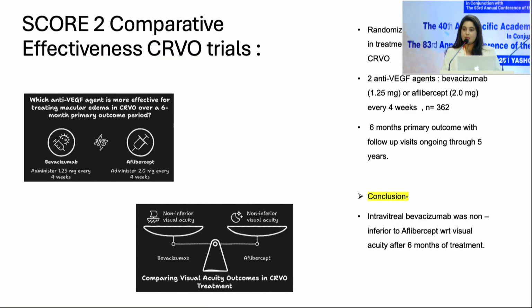Then there was one more study, which is the SCORE2 study. Now they compared the effectiveness between 2 anti-VEGF agents, bevacizumab 1.25 mg versus aflibercept 2 mg. They injected the patients every 4 weeks, the primary outcome was at 6 months, and visits are ongoing through 5 years. What they concluded was that intravitreal bevacizumab was non-inferior to aflibercept with respect to visual acuity after 6 months of treatment. So we can also use bevacizumab as an alternative because it is cost effective also. This is what that study has told.